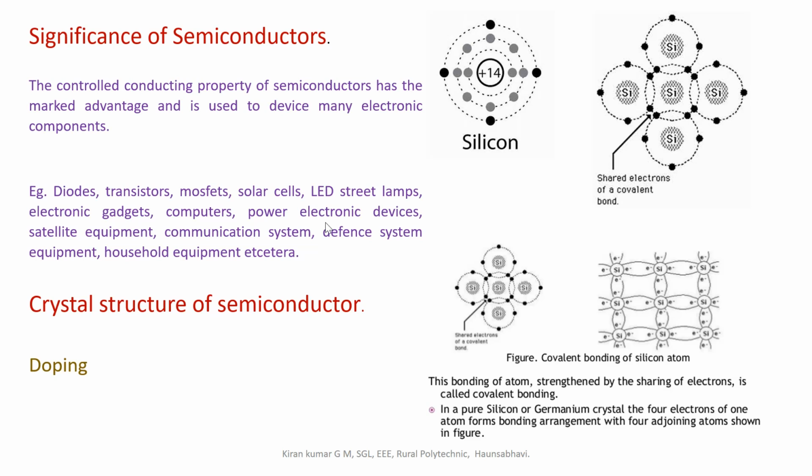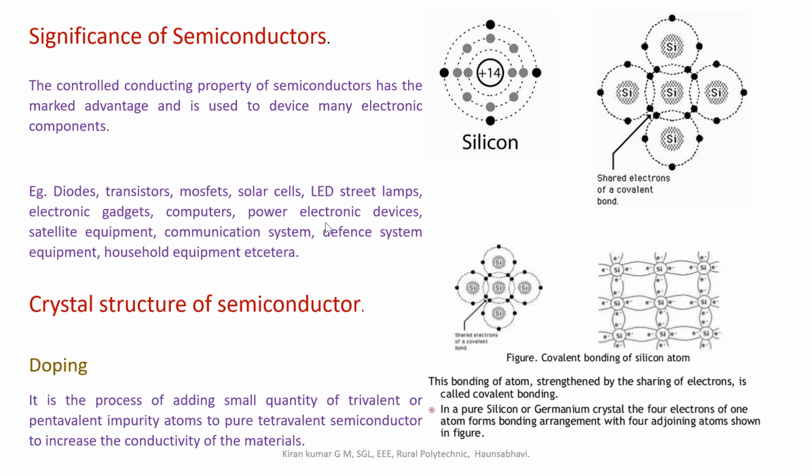To make this electrical conductivity higher, irrespective of the room temperature, the process called doping is adopted. So doping is the process of adding a small quantity of impurity atoms, either trivalent or pentavalent impurity, to a pure tetravalent semiconductor substance. With this, the conducting property of the resultant material will be marginally increased.